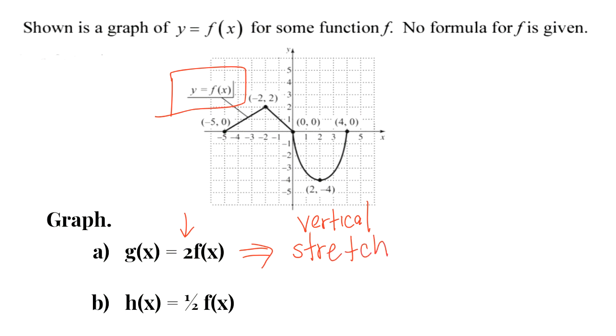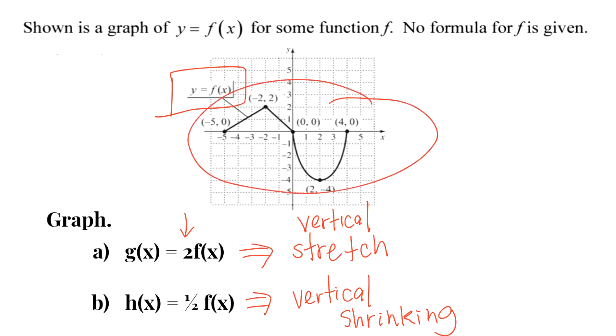And then if I have a fraction multiplying my function, it's going to shrink. It's going to be a vertical shrinking. So I need to transform this graph by a factor of 2 for the first one and a factor of 1/2 for the second one. So let's just put that into play.